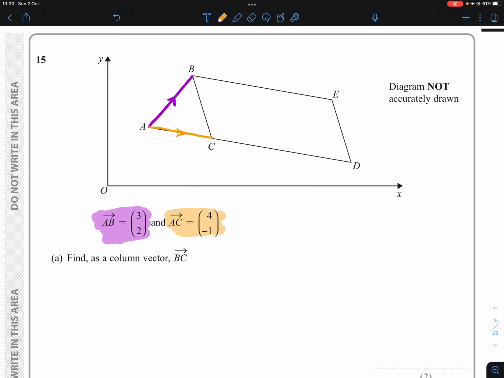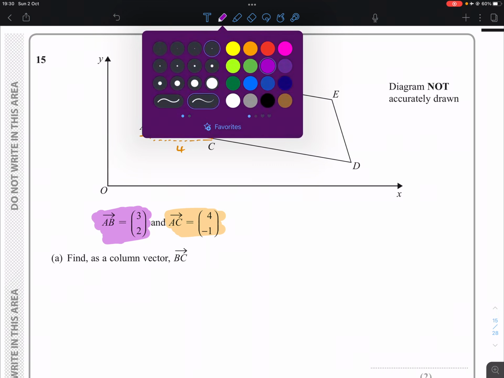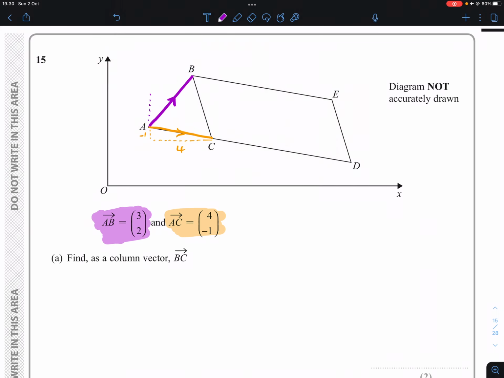Now, because we actually have this drawn on a set of axes, I can add more information. I can technically add the fact that this arrow goes 1 down and goes 4 across. It may or may not be useful. I'm just adding it to the diagram in terms of setting the scene for what the vectors represent. We have the 3 along and 2 up. So this 2 and this 3 are as follows.